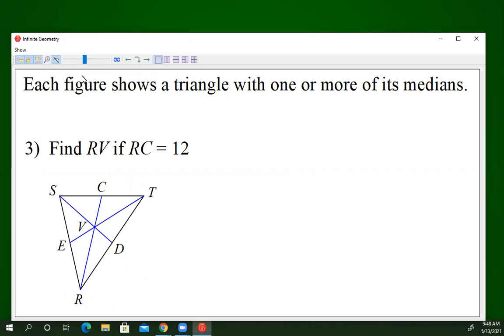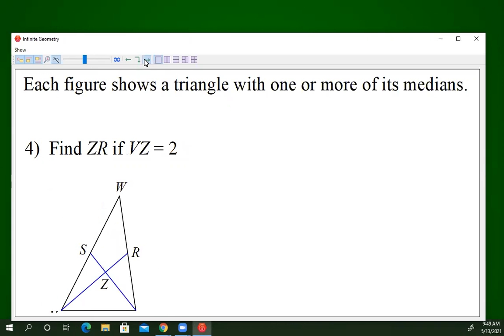Find RV. So this is what I'm looking for, RV. If RC is 12, look what they did. RC is the whole thing. So when they give me the whole thing, I need to divide by 3. So the whole thing, 12 divided by 3, means the little piece is 4, which means that RV, the part that I'm looking for, is how much? 8. Yes, that's the ticket. So 8 is the answer to this one. All right, and that's how the medians get tricky.